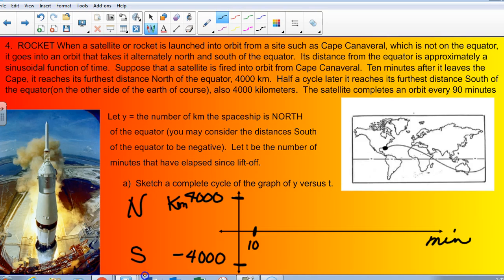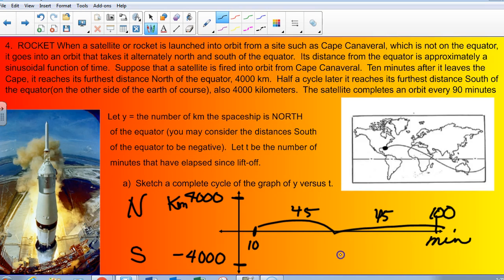And half a cycle was how long? Do we know that? Oh, it completes an orbit in 90 minutes. Okay, half a cycle would be 45. Is that where that ordered pair is though? Yeah, because 45 is half a cycle, and then a whole period is 90 minutes. Those look even. So from 10, if we add 90, we get 100.